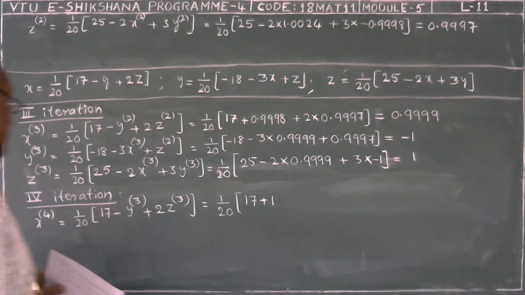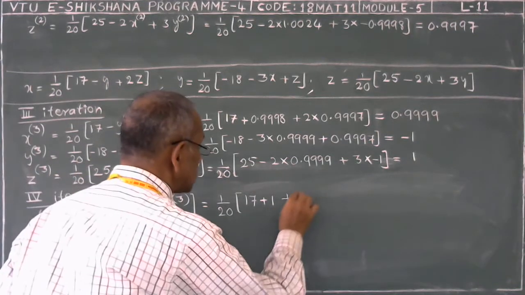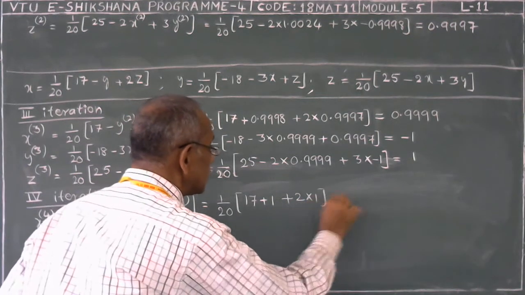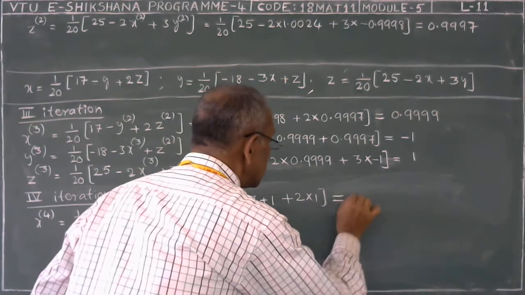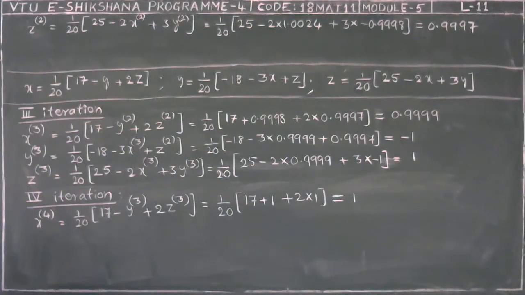z3 is 1. So plus 2 into 1. So this is going to be 1.